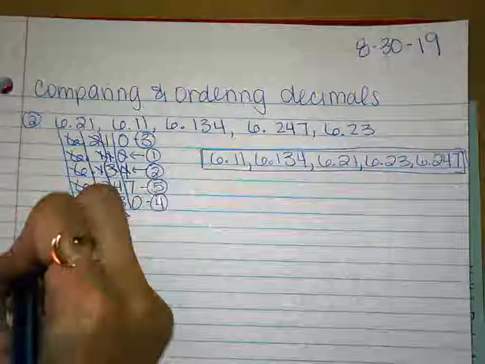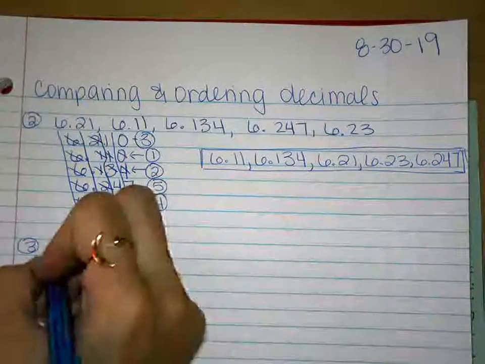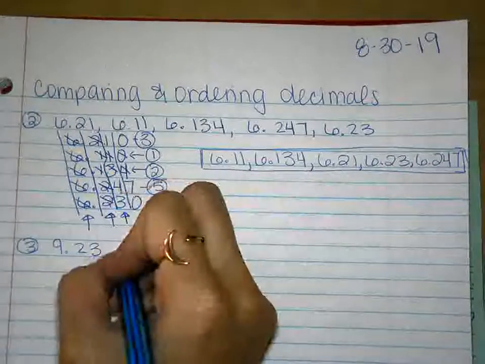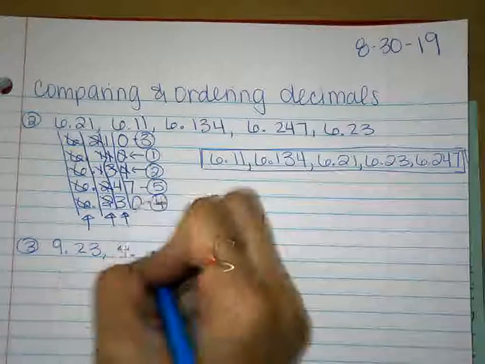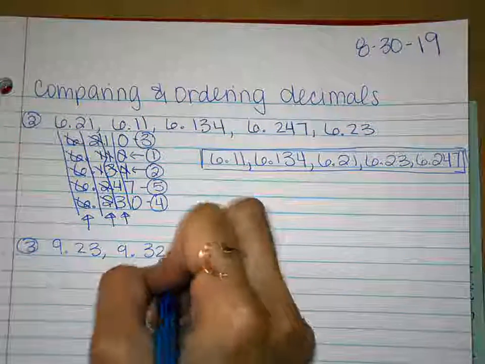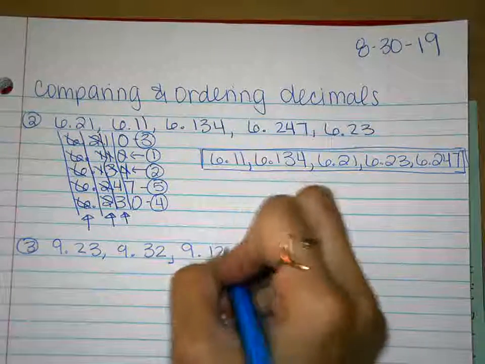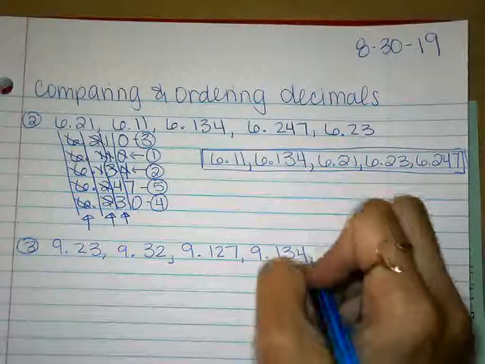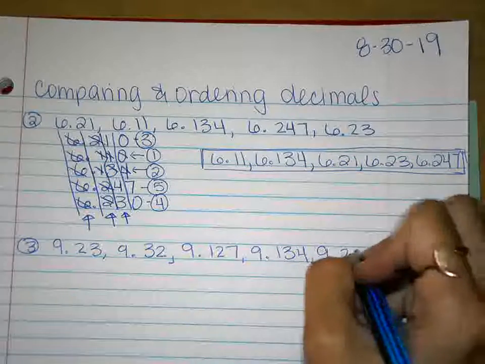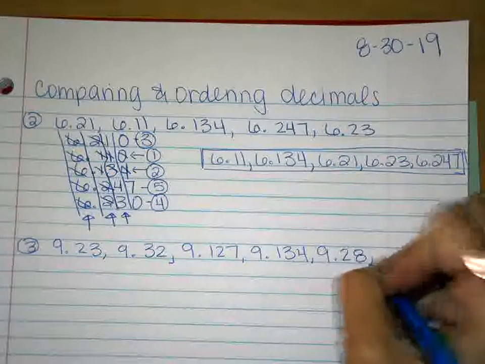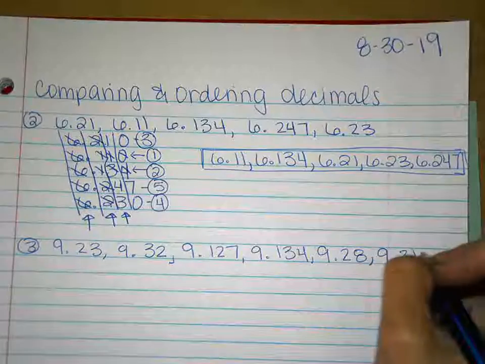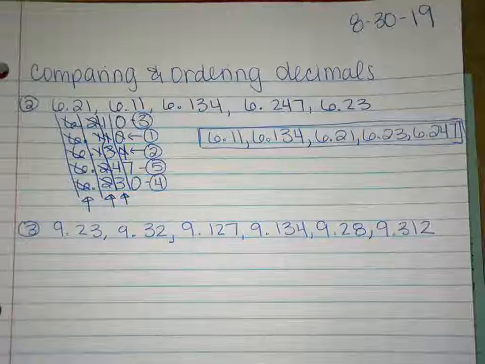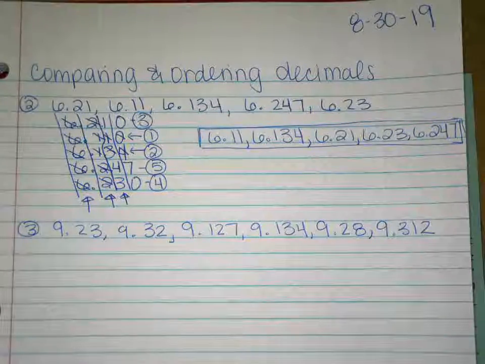So I want you guys to do one more for your homework all by yourself. So here it is. 9.23, 9.32, 9.127, 9.134, 9.28, and 9.312. So put those numbers in order from least to greatest for me, and then you have completed your notes for comparing and ordering.